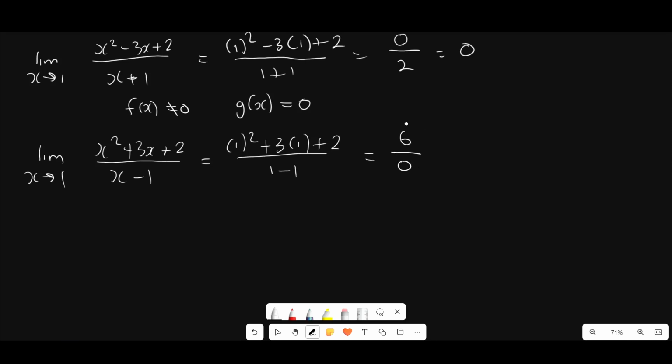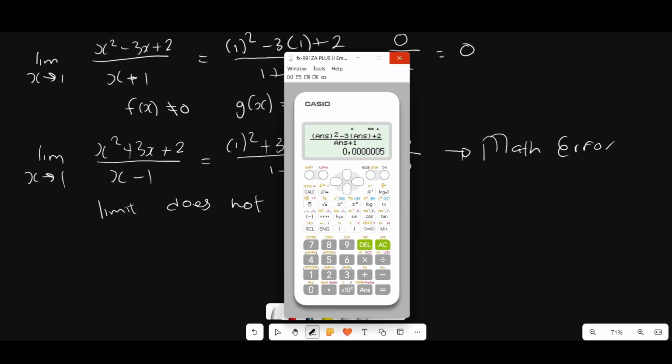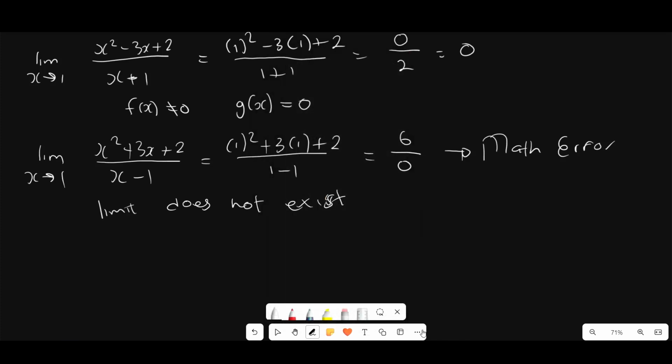Now 6 divided by 0, that is a math error. In your calculator you should get a math error. So what does that mean? To us this means that the limit does not exist. Let me show you how. I'm going to take that very number.